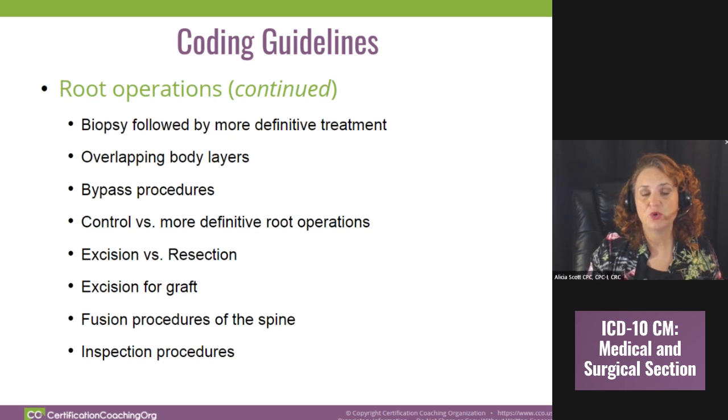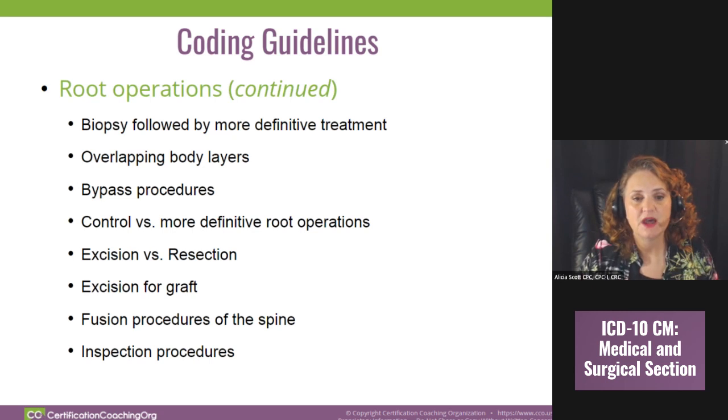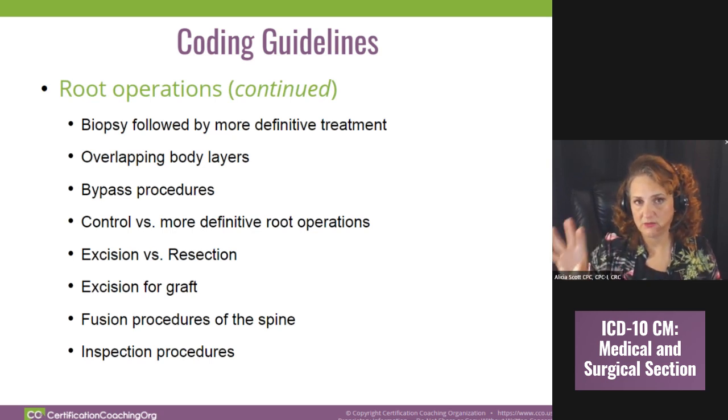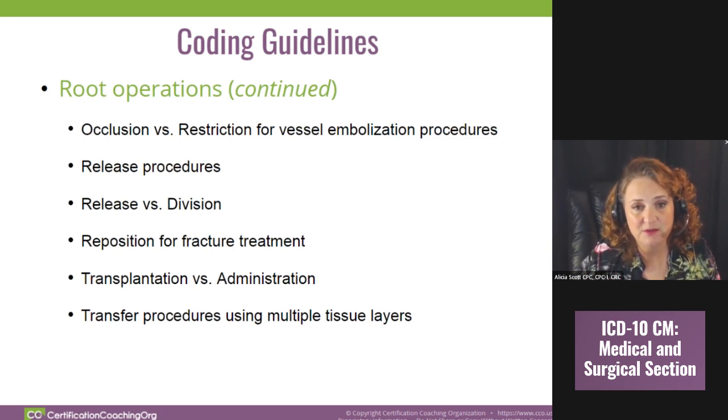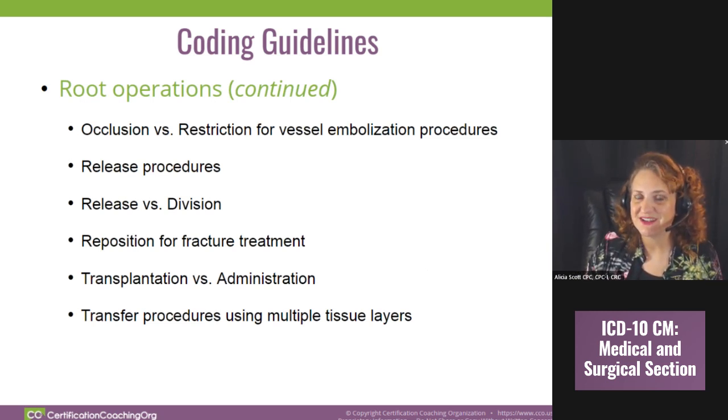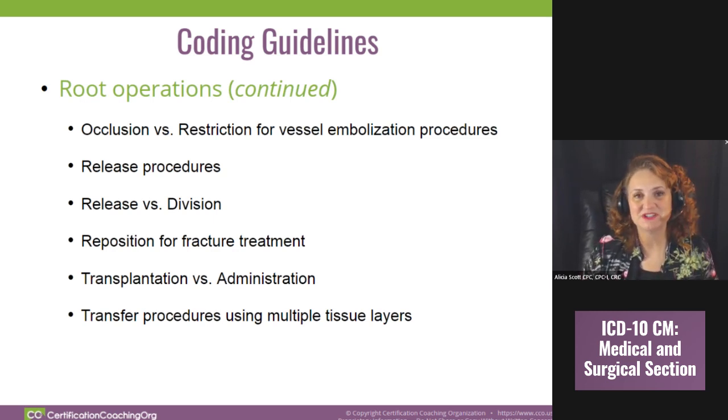Excision for a graft, so we're going to take tissue from the hip to graft tissue onto the face. Fusion procedures of the spine, again, we have specific guidelines. And inspection procedures, we're going to go in and inspect something. Don't worry, these are defined very specifically so you can't confuse them once you read the definition. Continuing on, occlusion versus restriction. Now, in CPT, pretty much synonymous, right? But not with PCS. Restriction for vessel immobilization procedures versus an occlusion. An occlusion with PCS, much different than a restriction.